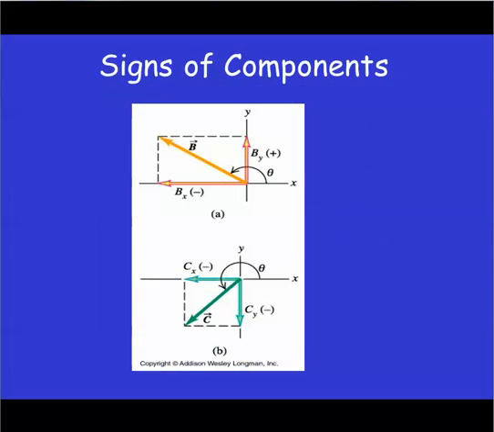So the signs of the components depend on what quadrant the vector is in. In the second quadrant, the x component is always going to be negative and the y component positive. And in the third quadrant, both x and y components are negative. In the fourth quadrant, x is positive, y is negative, and of course in the first quadrant, they're both positive. If you always express your angles in standard position, the calculator will keep track of the signs for you.